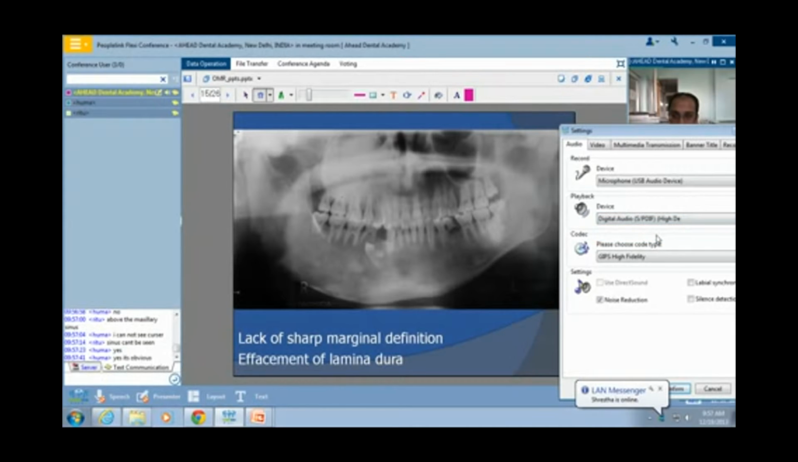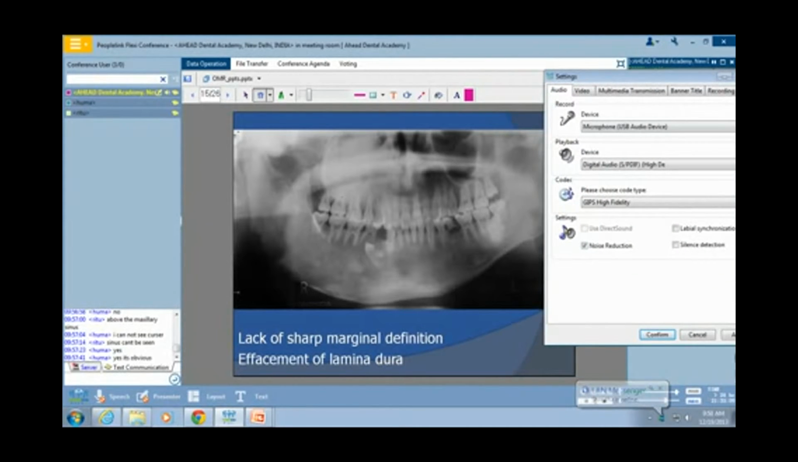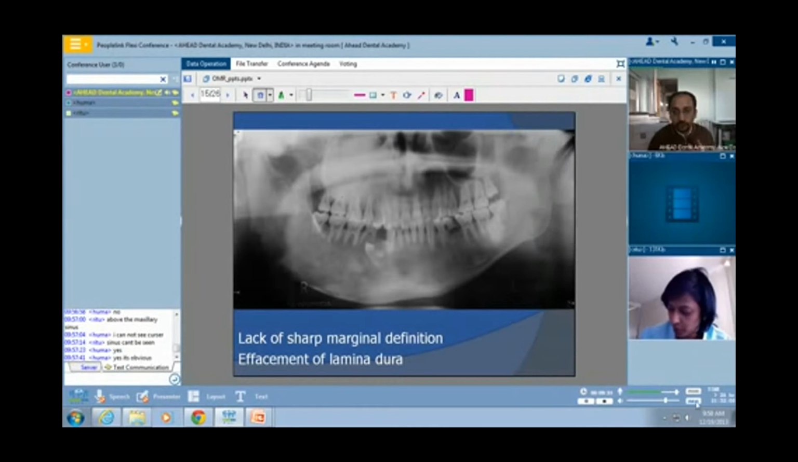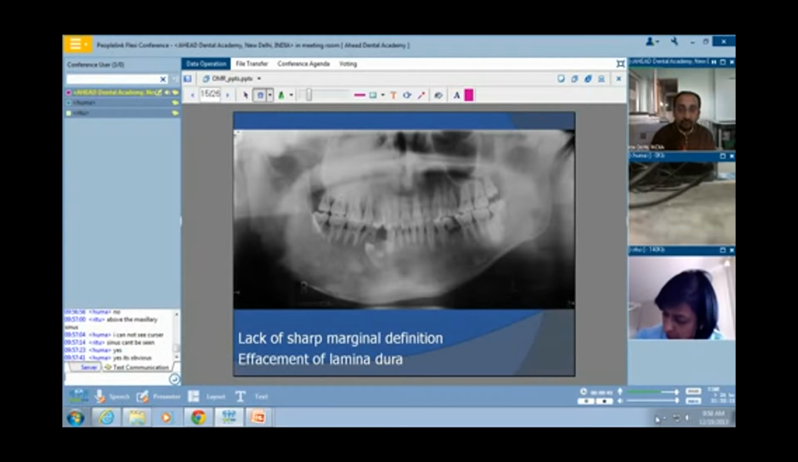Okay? Can you see any root resorption in this? Can you make out any root resorption? No. Remember, in fibrous dysplasia there is absolutely no root resorption. The tooth will start getting displaced, but there will never ever be any kind of root resorption. Okay? Now, what are the other radiographic features of fibrous dysplasia in addition to this?